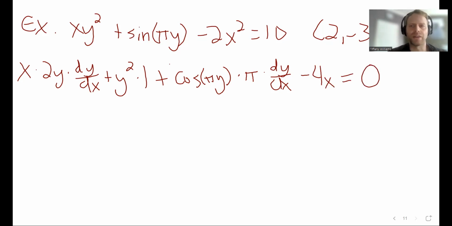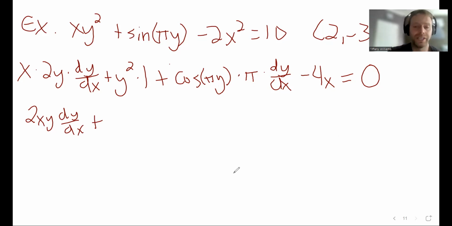So again, I want to isolate the dy/dx terms and then get all the non-dy/dx terms over to the other side. I'll do that simultaneously as I simplify each term, basically. All right. So I've got this x times 2y dy/dx. I'm going to keep this on the left side and call it 2xy dy/dx plus, and then y squared is going to go to the other side. I'll do that in a second. Okay. And then I've got cosine of pi y times dy/dx.